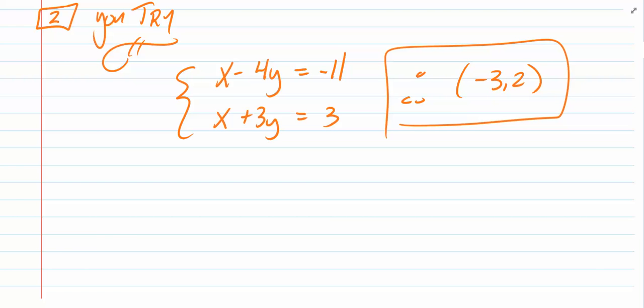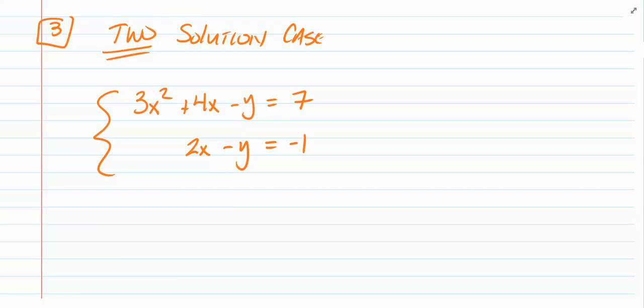All right, was there anybody in the room who did not get negative 3, 2 for the solution to that system? Okay, so that's the one point they share in common. Okay, awesome. All right, so the title of this section is Linear and Nonlinear Systems, okay? The first two examples were examples of linear systems. Now we're going to get into something that's not so linear.